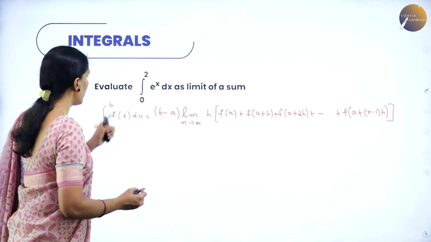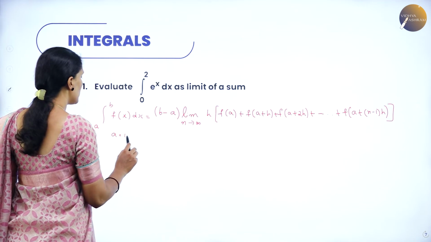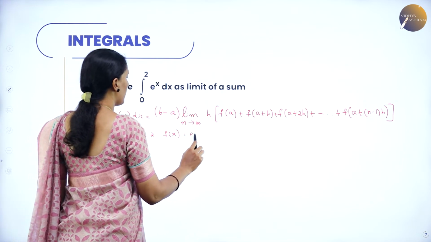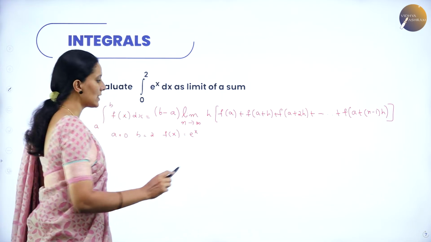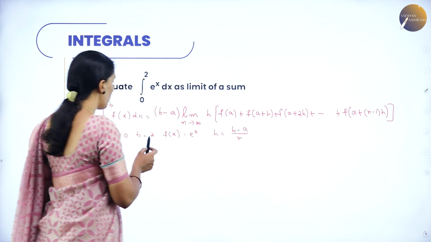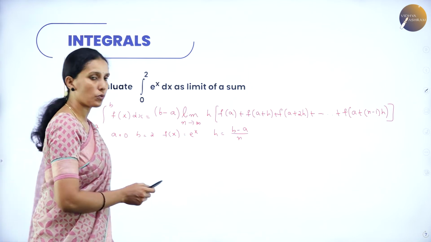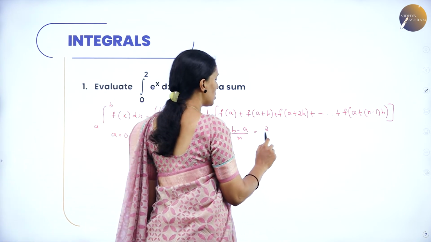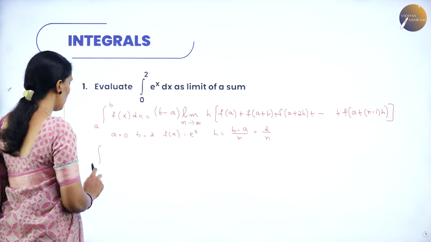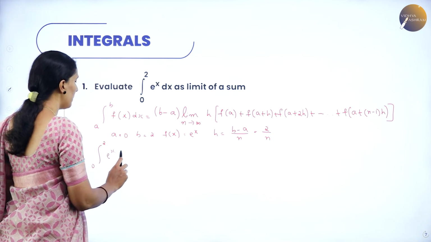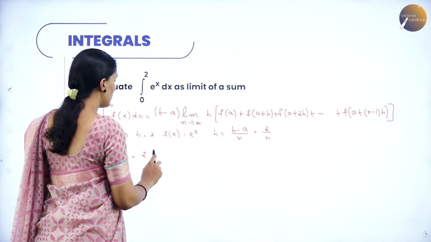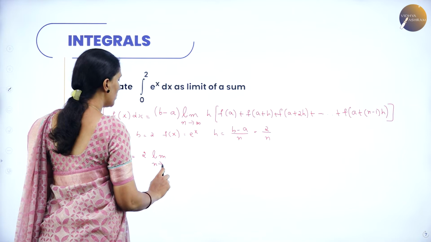Now here, according to this, we have a equal to 0, b equal to 2, and f of x is nothing but e power x. Now what is h? h is equal to b minus a divided by n. Now we know b is 2 minus 0, which becomes 2. So therefore the h value is 2 by n. Now express this: we have the integral from 0 to 2 of e power x dx. So b minus a means 2 minus 0, which becomes 2, limit as n tends to infinity.